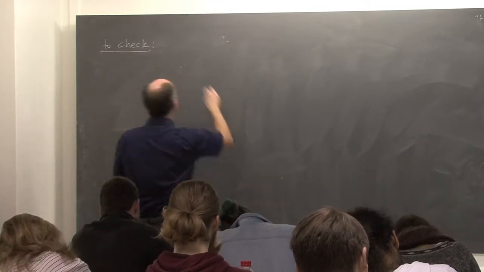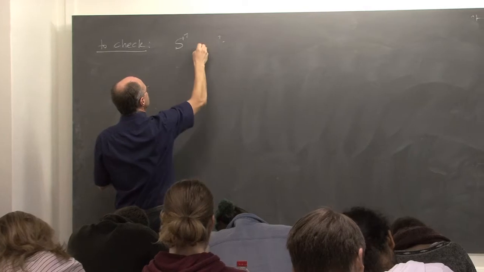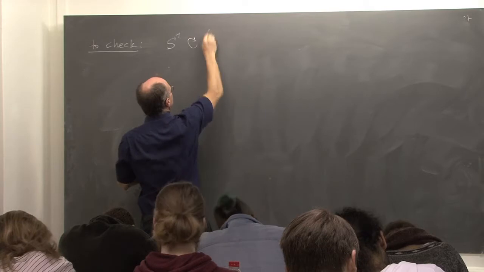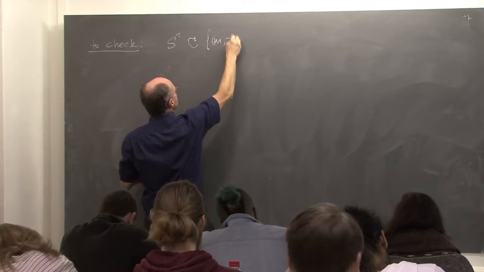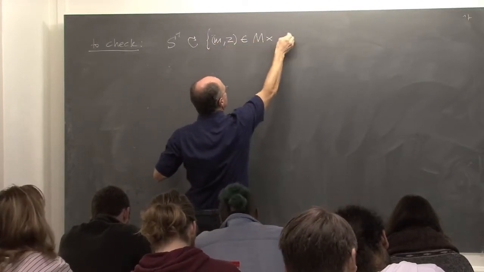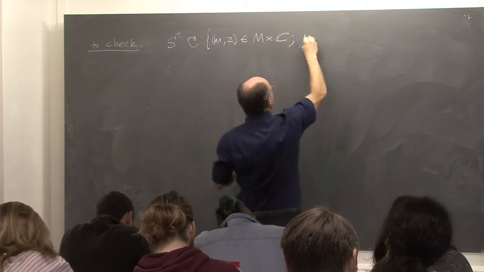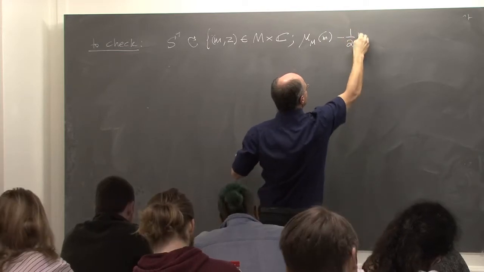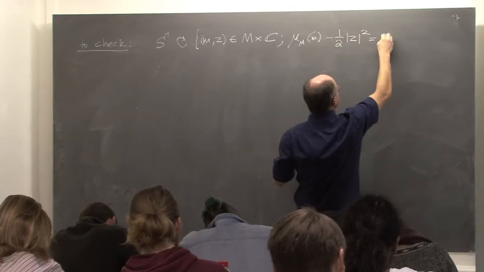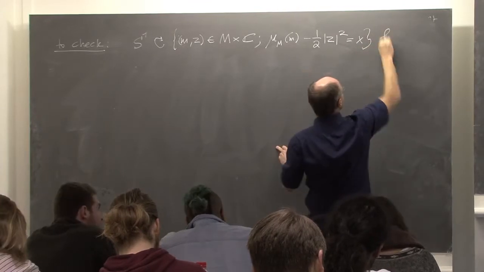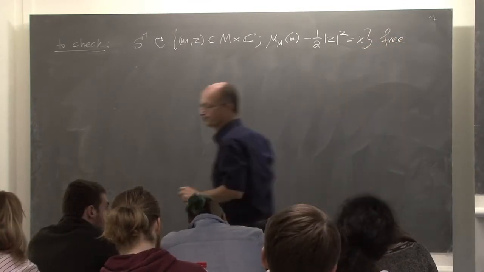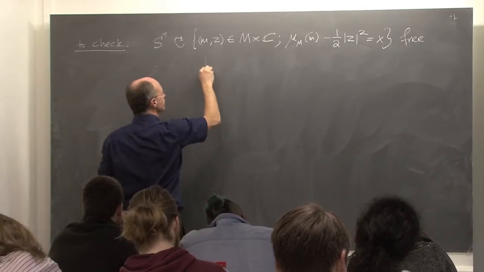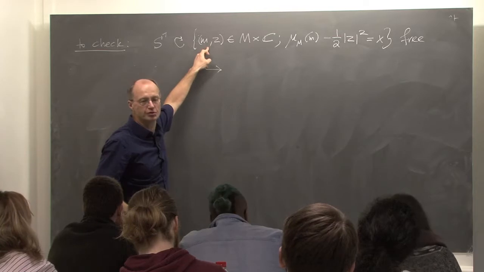So we need to check that the S1 action, so that's, I recall, the first S1 on this level set, so MZ in M cross C with the condition mu M of M minus 1/2 Z squared equal to X, is free. Now, it's more or less obvious for the following reason. There are two options.